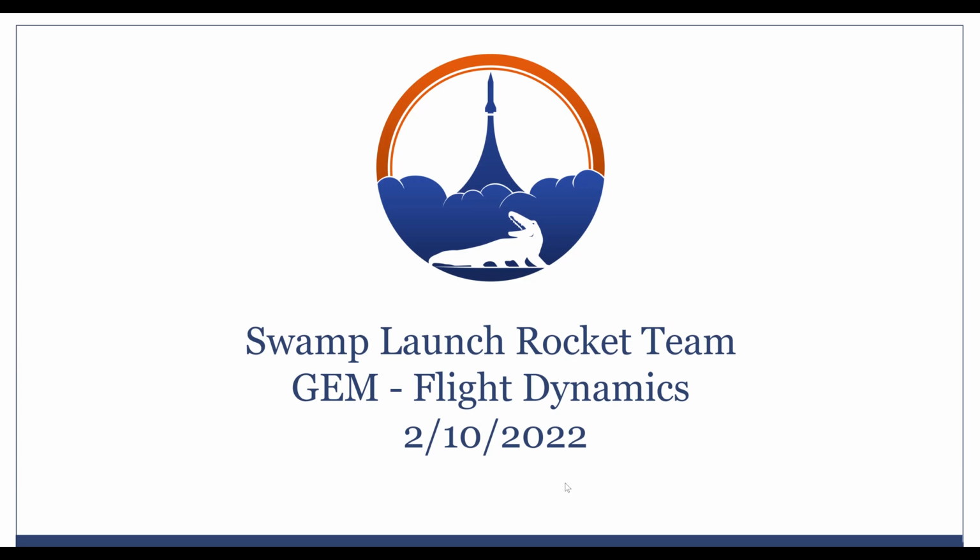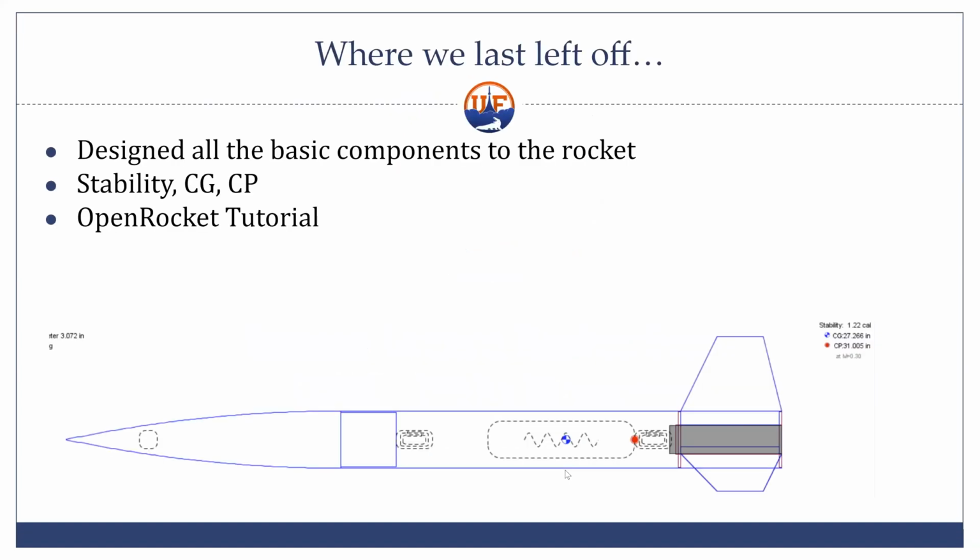Okay, so going forward, we're going to start with what we left off. Last time Alex explained the basics of rocketry and the basic components of the rocket. He talked about stability, how the center of gravity and the center of pressure play into that, and then he did a quick OpenRocket tutorial. In case there are any new people at this education meeting, I don't want to leave you behind, so I want to give you a really quick, brief explanation of all those things.